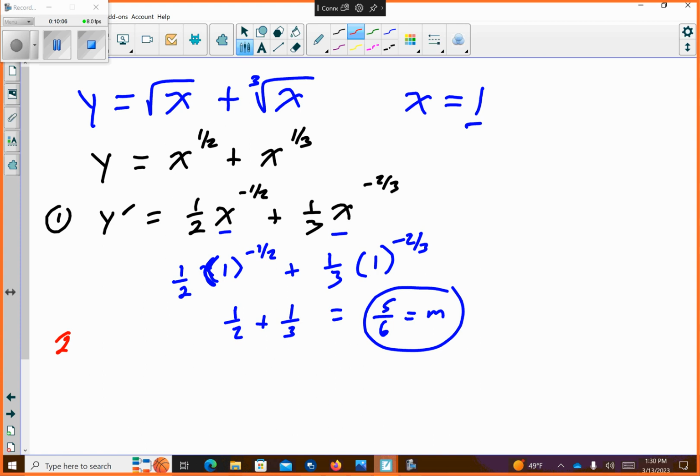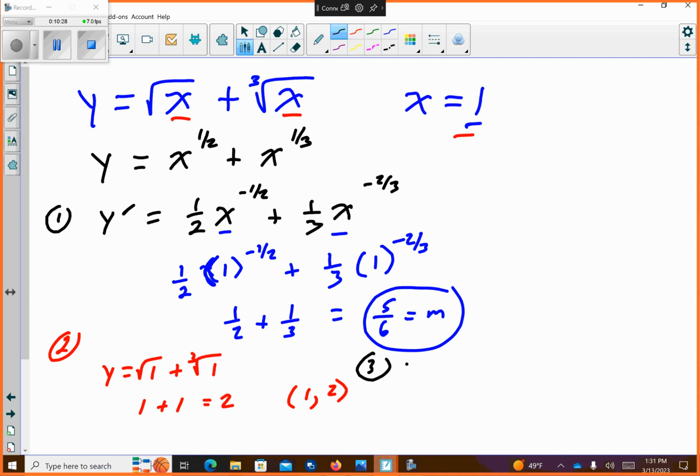Second step, plug 1 in for your original x's. So I'm going to get y equals root 1 plus third root of 1. Square root of 1 is 1. Third root of 1 is 1. So that gets me 2. So that's going to tell me that my point of tangency is 1 comma 2. In my third step, I'm going to plug into my point slope. So that's going to give me y minus 2 equals 5 over 6 x minus 1.